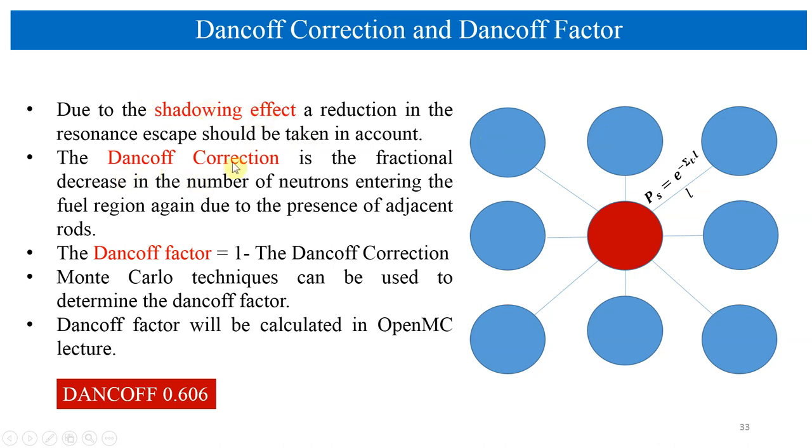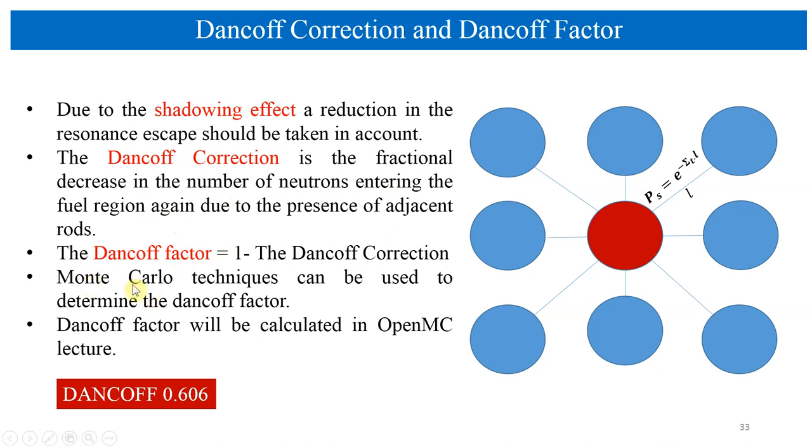Dancoff correction: if we take the correction in the fraction of the neutrons, here the Dancoff correction is the fraction of decrease in the number of neutrons. What is the decrease? Due to the existence of other fuel rods adjacent to the one of interest. The Dancoff factor is 1 minus this, with the fraction decrease in the number of neutrons entering the region. If I take 1 minus this, it is the real fraction that enters the region. It is not the decrease, it is the real one.